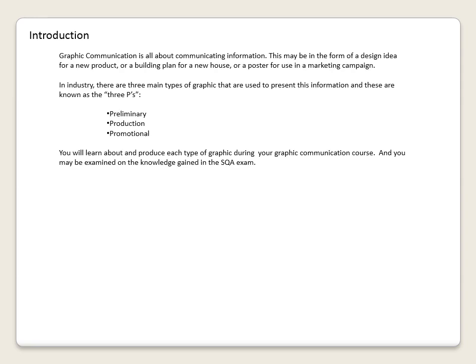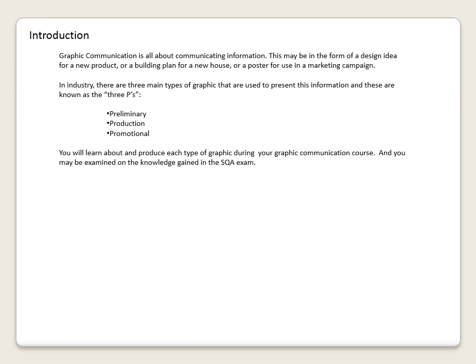Graphic communication is all about communicating information. This may be in the form of a design idea for a new product, or a building plan for a new house, or a poster for use in a marketing campaign. In industry, there are three main types of graphic that are used to present this information, and these are known as the 3P's. You will learn about and produce each of the graphics during your graphic communication course, and you may be examined on the knowledge gained in your SQA exam.